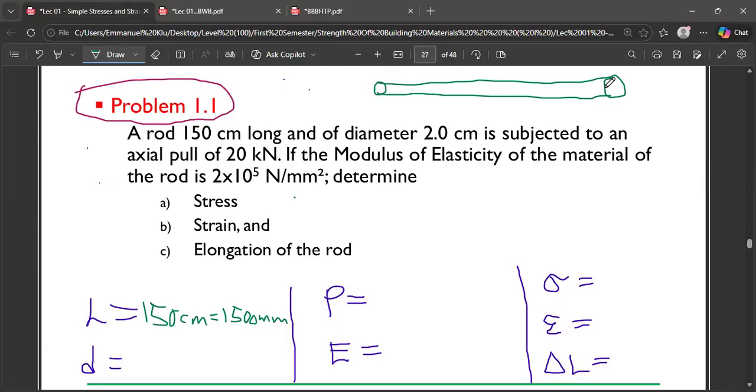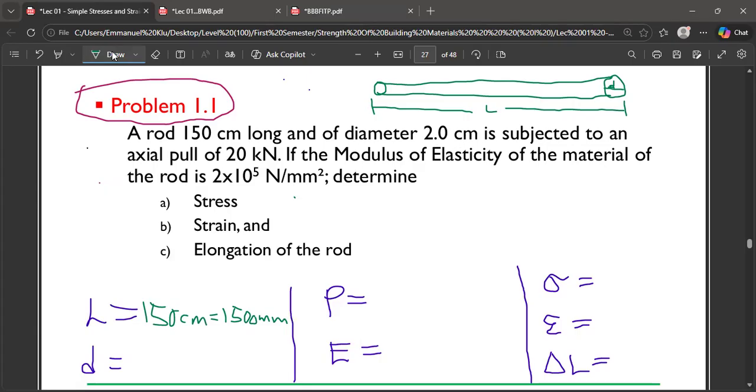So it surely has a diameter. And the diameter is the D that I'm writing in it now. That is the diameter. And from here, the overall length of the rod, so that is what we are saying, 1,500. Okay. So the D, they say it is 2.0 centimeters.